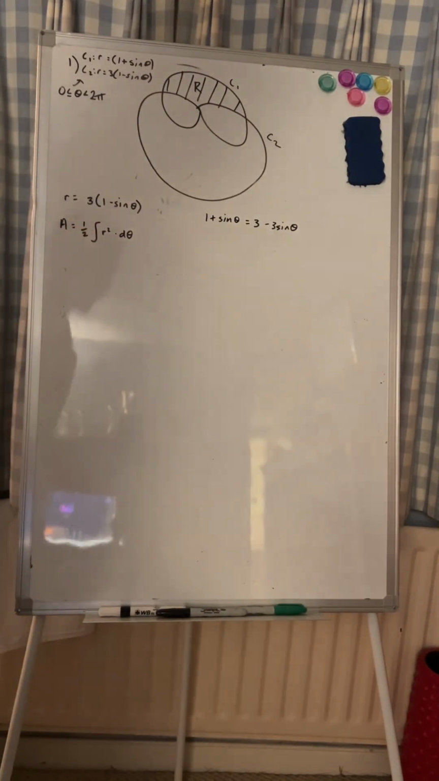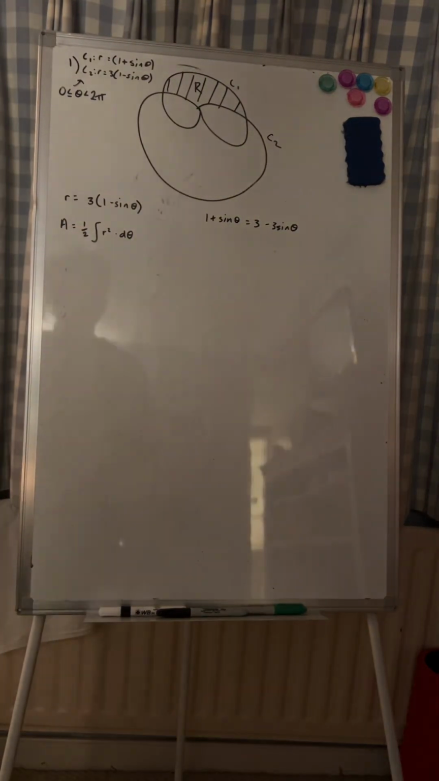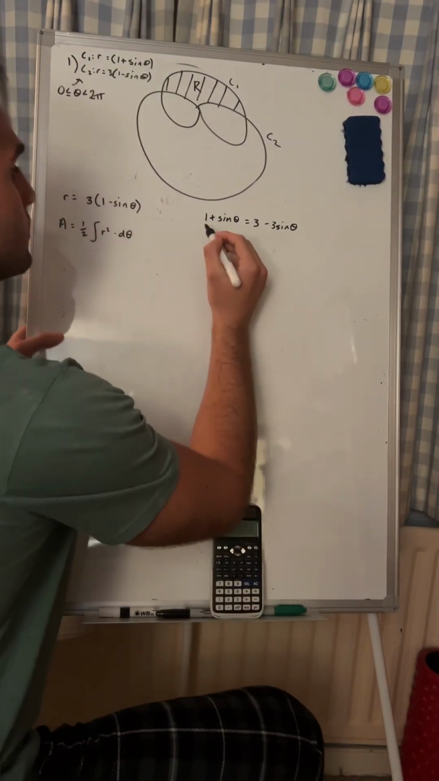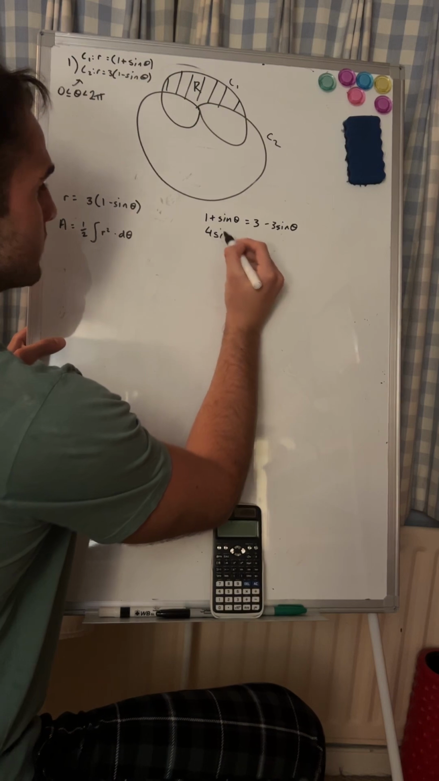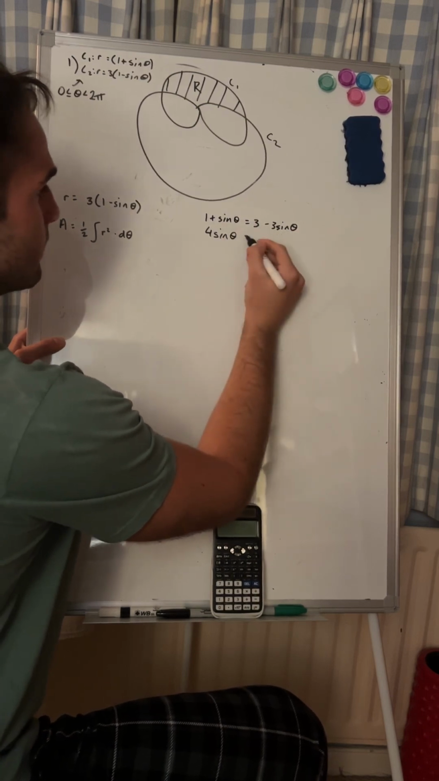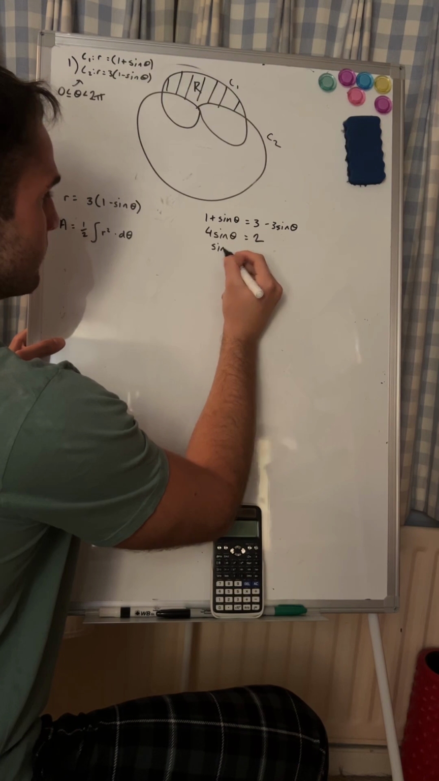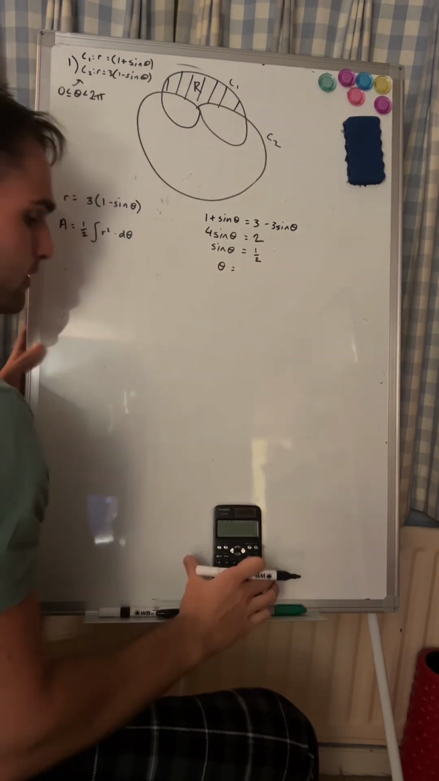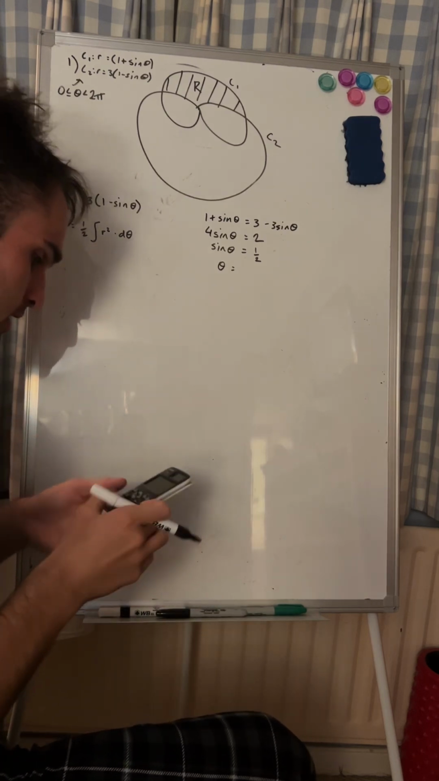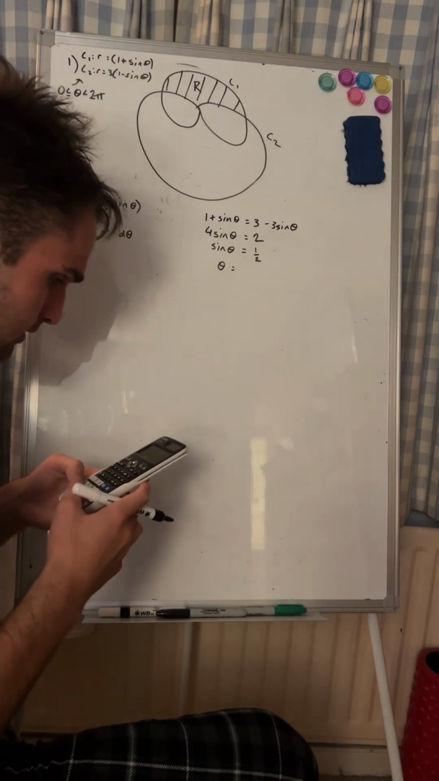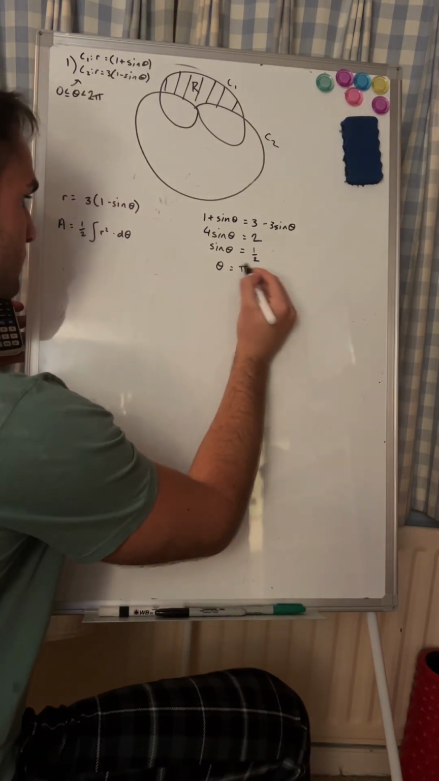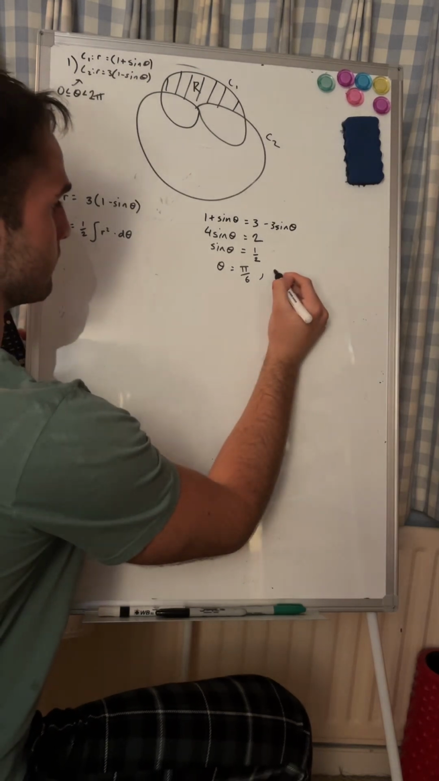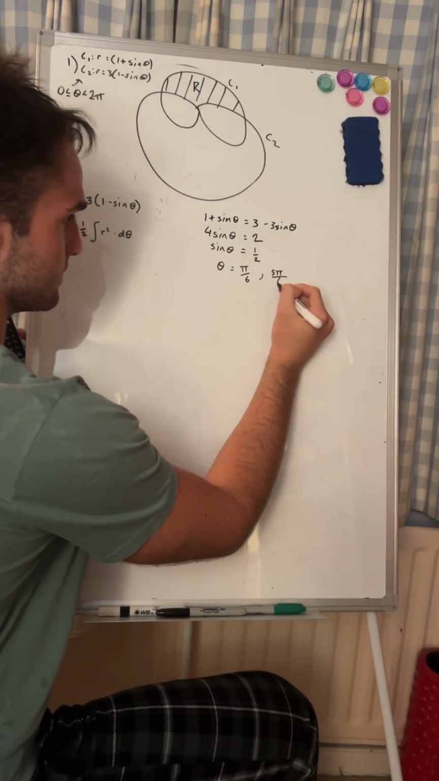I'm going to grab my calculator. We're going to need to do some trigonometry. So we have 4 sine theta, if we rearrange this, equals 2. So sine theta equals 1/2. So theta equals the inverse sine of 1/2, which is either, let's see, pi over 6, or pi minus pi over 6, which is 5 pi over 6.